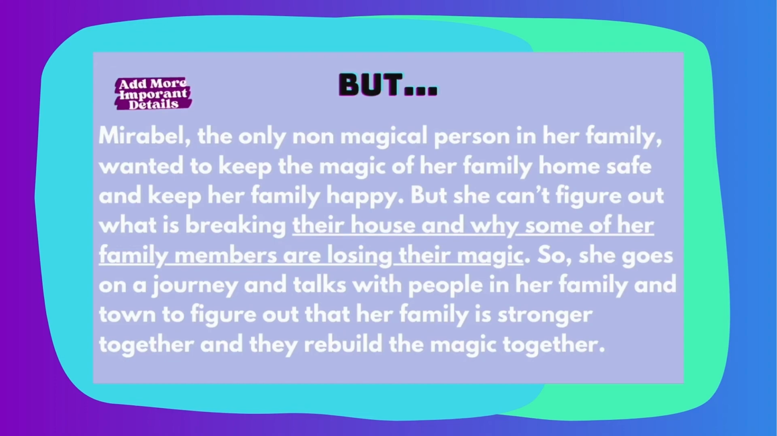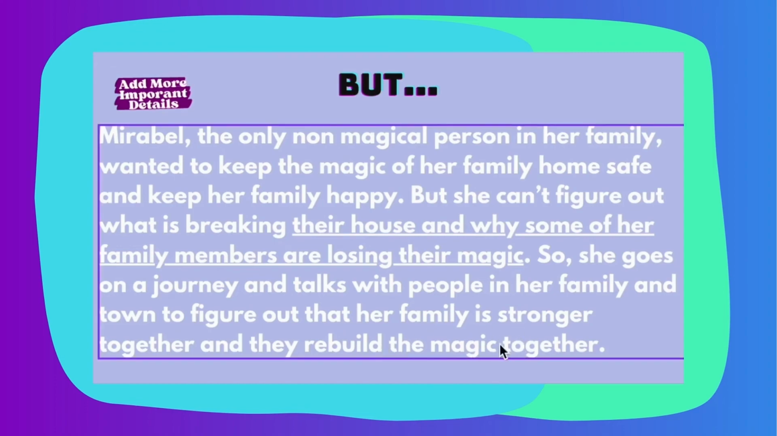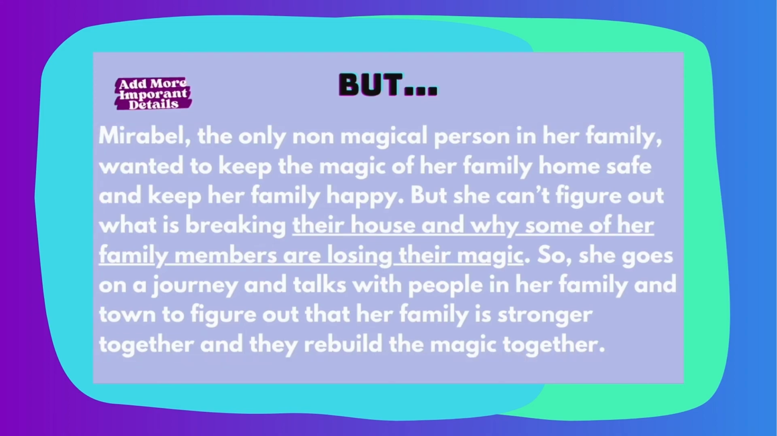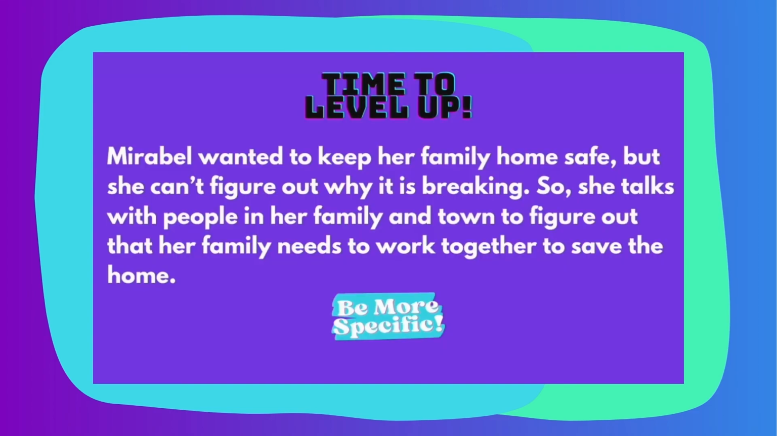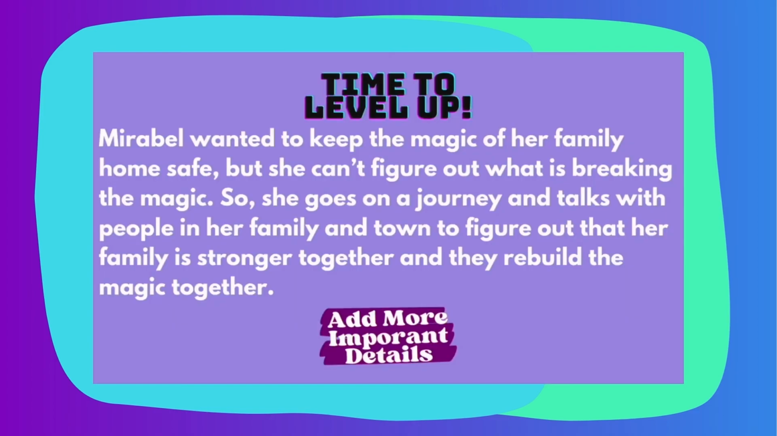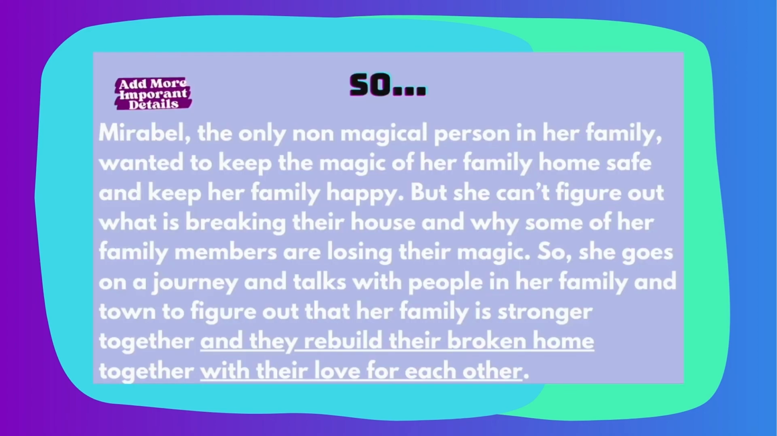Finally, the so section. It says that they're going to rebuild the magic together. Let's get some important details about rebuilding that magic together. It's not only the magic, but it's the home that was broken, and they rebuild their love for each other. So there you have it. Somebody wanted but so. Here we've shown 3 different levels of a somebody wanted but so summary. The first level, the second level, and the third level.